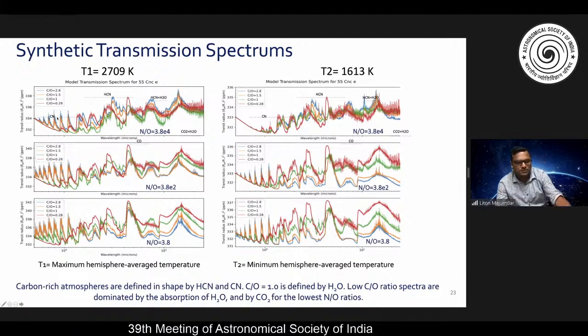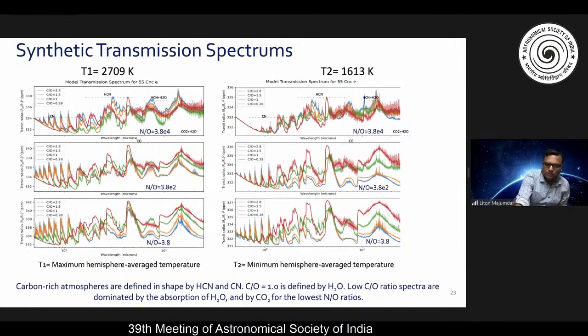For this particular exoplanet, what we can see is that for high C/O ratio, we can easily observe HCN and CN. But when you have low C/O ratio, then it is dominated by the absorption of water. So you can see the absorption features of water. So for this particular exoplanet, what we learned is that when you have a high carbon budget in the atmosphere supplied from the disk, then we can see a lot of HCN and CN.